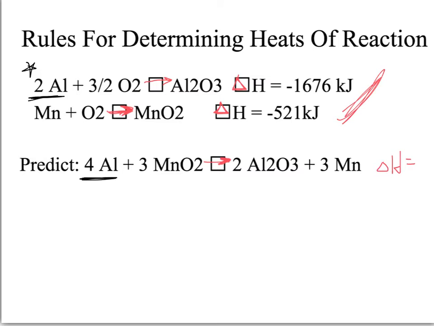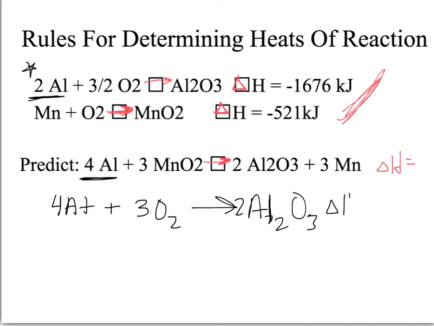So I'm going to write that out. I'm going to have 4 aluminums, 3O2, and I'm going to be making, since I multiplied it by 2, 2Al2O3. And delta H for this is going to be that negative 1,676, but times 2. So it's negative 3,352 kilojoules.